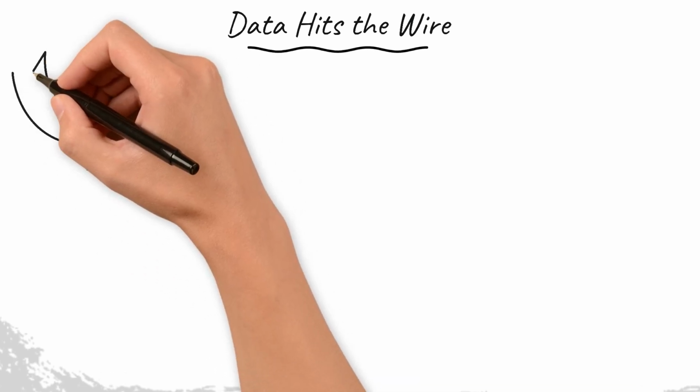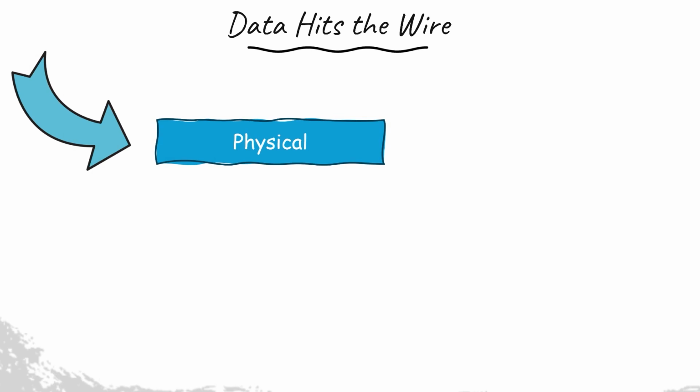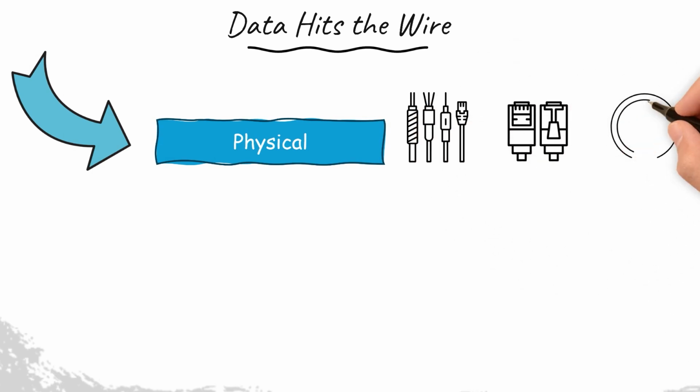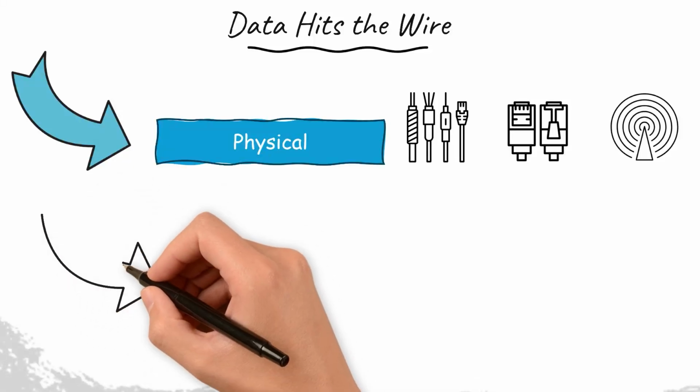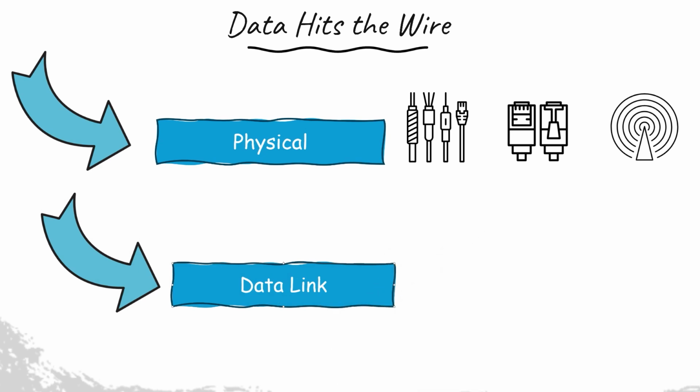Let's start with the physical layer. This layer is all about the hardware. It defines things like cables, connectors, and the actual signals, like electricity or light, that carry data from one device to another. But physical signals alone aren't enough. We need some rules for how to send and receive those signals. That's where the data link layer comes in.